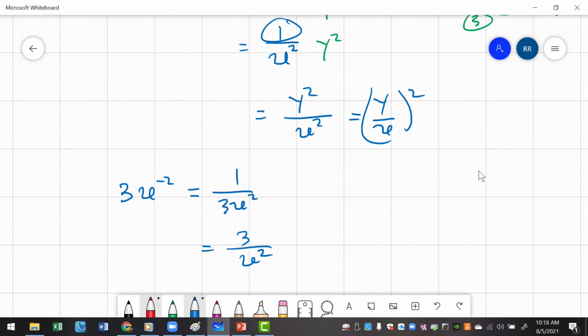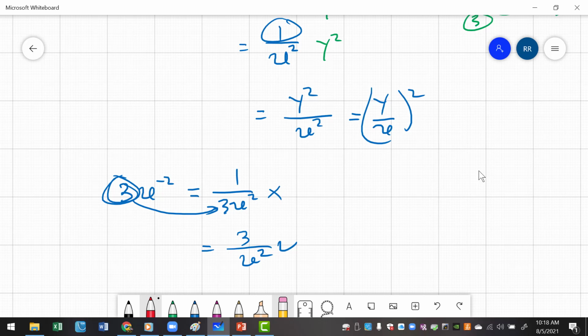Okay, the correct one is this one. This one is not correct. Why? Because this 3 doesn't have any negative index, so you don't put it there. So you can do this as separate terms.